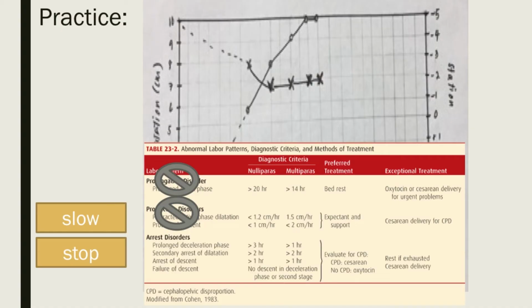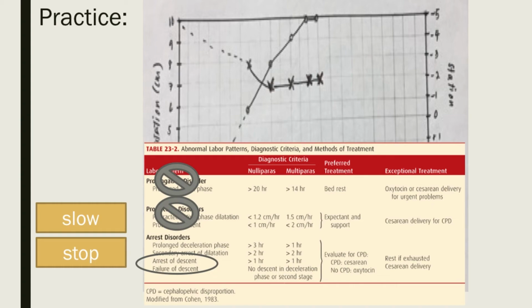Okay, so obviously, we're not dealing here with the prolonged deceleration phase because the cervix fully dilated. Now we're left with two options, arrest of descent or failure of descent. So what can differentiate between an arrest of descent or a failure of descent? The first thing to ask yourself is, did the fetal head engage? Remember, in the cardinal movements of labor, descent comes after engagement.